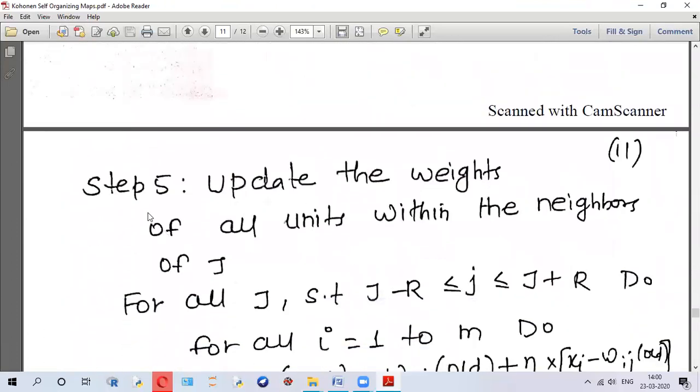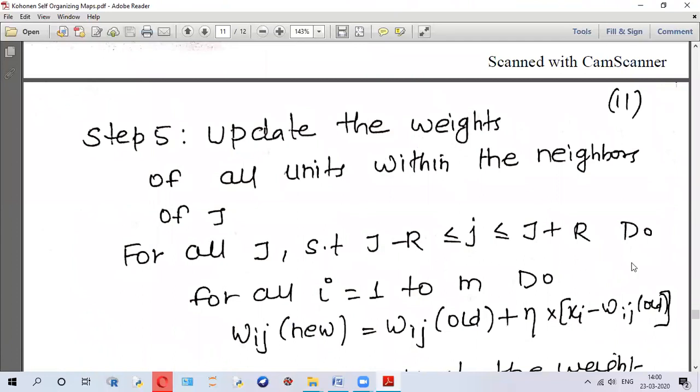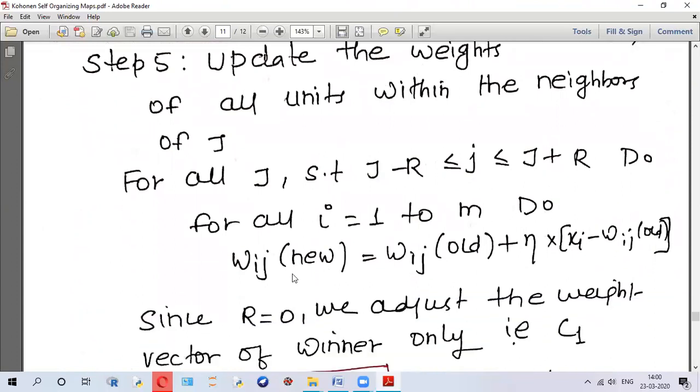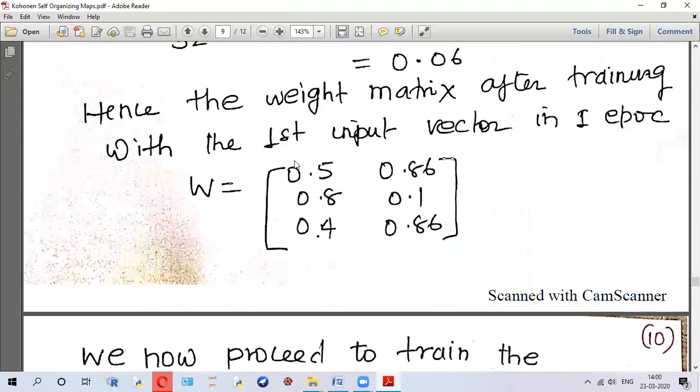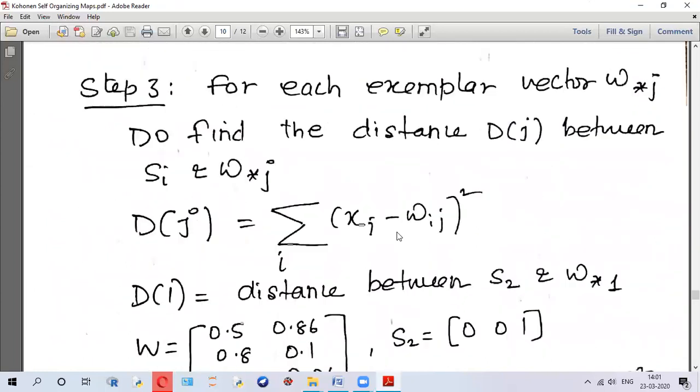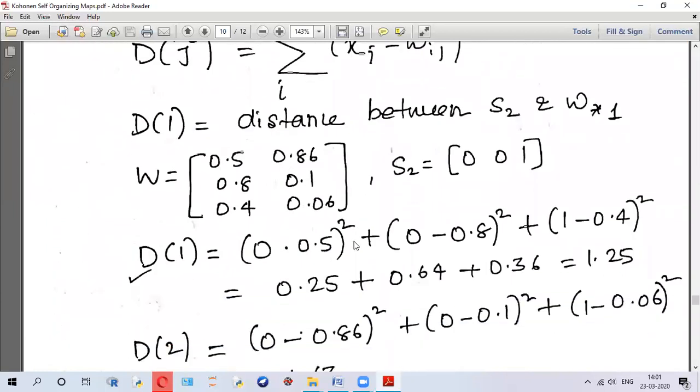Moving to step 5, we have to update the weights of all the units within the neighbors of J, for all J such that the same rule is followed: J minus R is less than or equal to J, less than or equal to J plus R. We need to update the new weights. This time all the weights corresponding to the first code vector would get updated, and the other weight vector would remain unchanged. So we would be getting updated values for 0.5, 0.8, and 0.4. Let us see how this is the case.